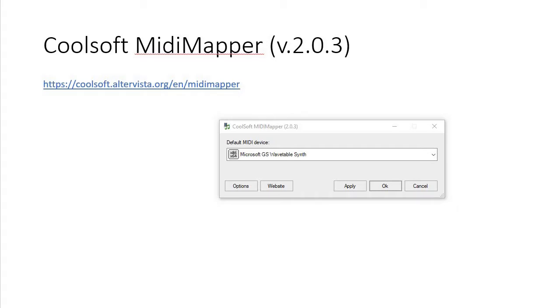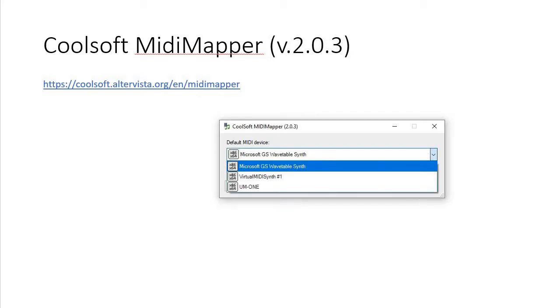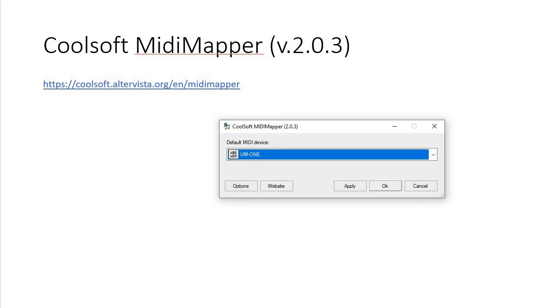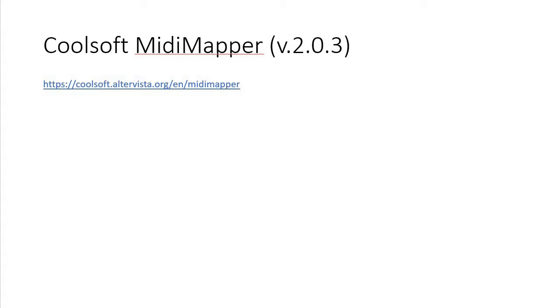To make this work in any MIDI-capable player, you will have to map the default MIDI device in Windows to something other than the standard Microsoft GS Wavetable synth. This is done by using external software. In my case, I'm using the MIDI mapper from Coolsoft. It's as easy as selecting the device you would like and hitting the OK button. So in our example, we will select the UM1 USB interface and press OK. Next, let's test it out in Winamp.